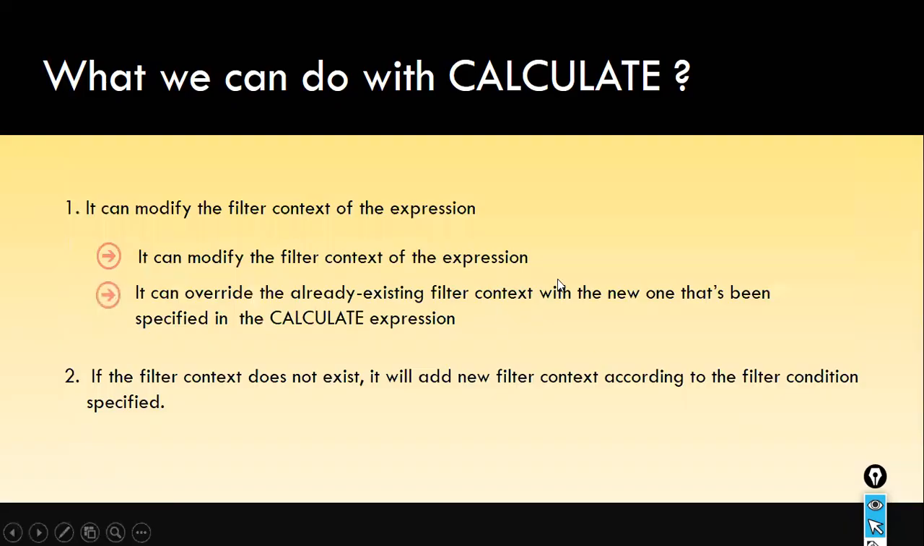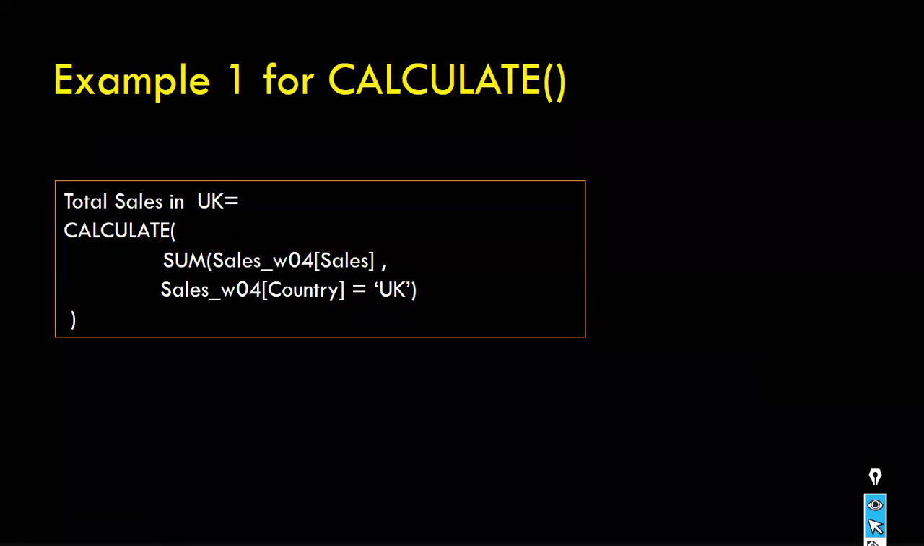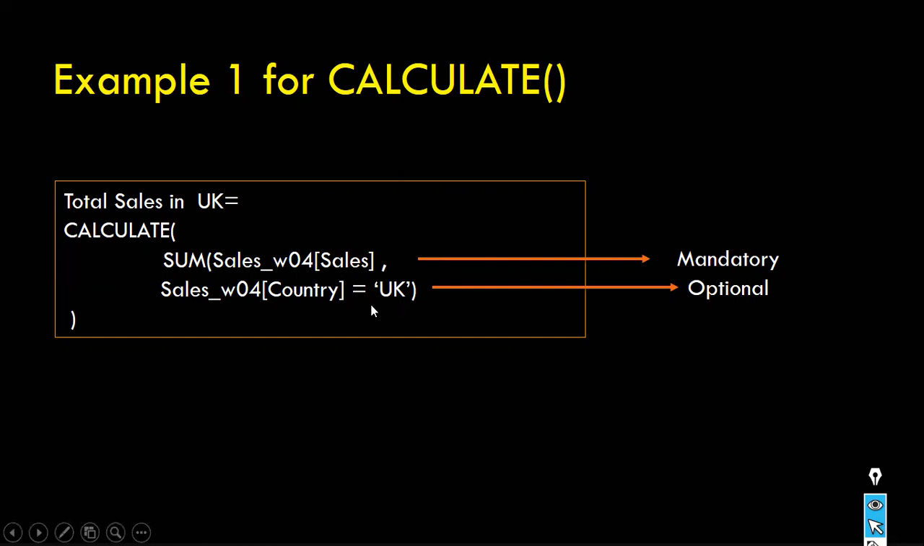Or it modifies the filter context. If the filter does not exist, it will add a new filter context to the filter context specified. So look here, the example is this one. Already I have used it here. In this case, the city is equal to Bangalore. I have used location name equal to Bangalore here. So the first argument is mandatory and the second one is optional. And what is this one? Is this a Boolean filter, a table filter, or a filter modification function? This is a Boolean filter because this one will return true or false, right?